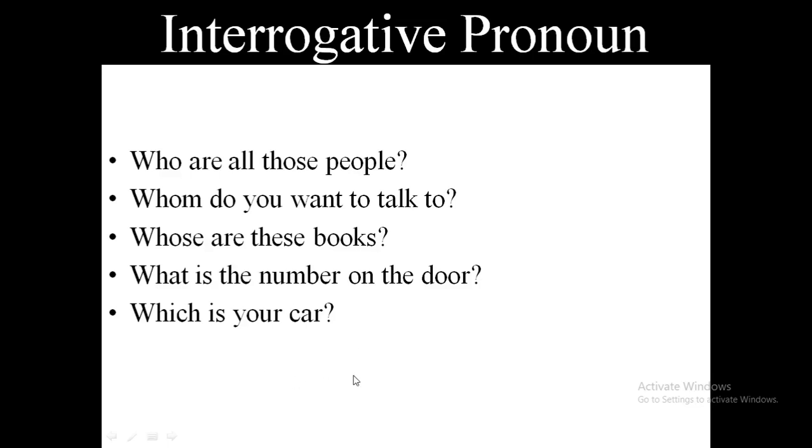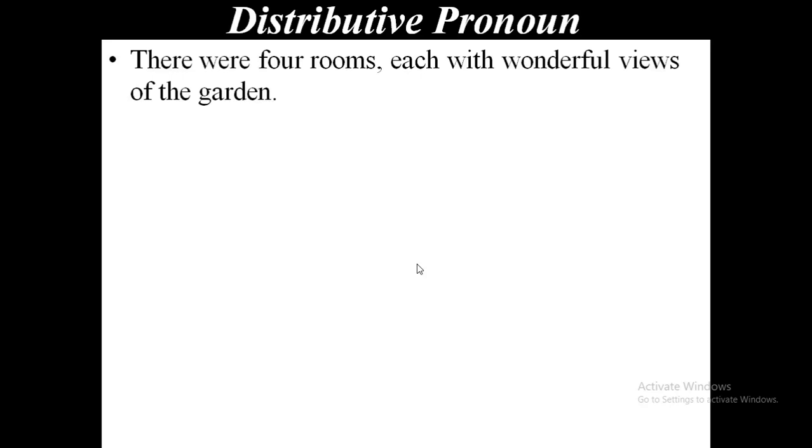Let us move on to the next pronoun, the distributive pronoun. What is distributive? You are going to distribute. There were 4 rooms, each with wonderful views of the garden. There were 4 rooms, so you are distributing with each.